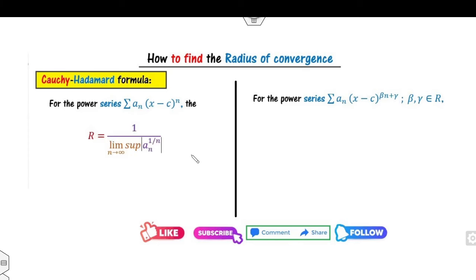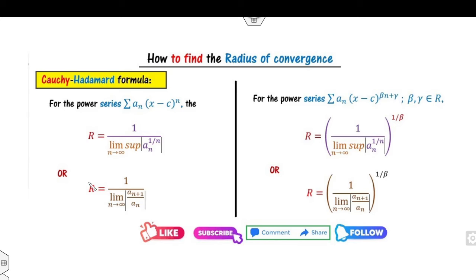Then you can find the radius of convergence by using this equation: 1 over limit supremum of an raised to power 1 over n. This 1 over n is the reciprocal of the power of x. In this case, the power is beta n. Instead of 1 over n, you can write 1 over beta, so the quantity is an raised to power 1 over beta n. That's your choice. Second way, you can find the radius of convergence by using the ratio test, like an plus 1 over an, or an plus 1 over an raised to power 1 over beta.